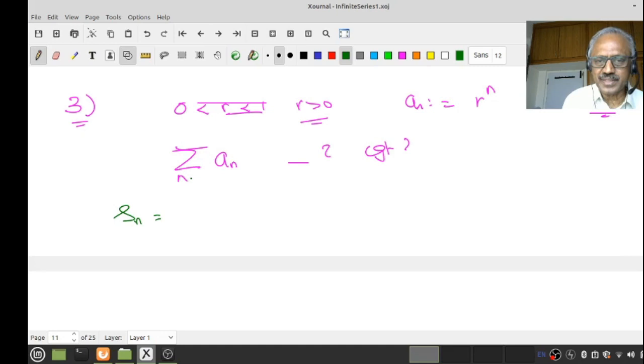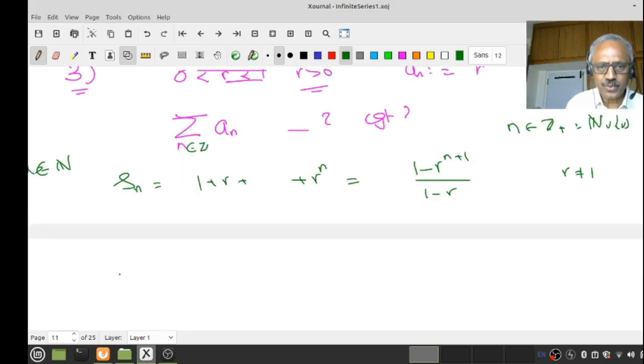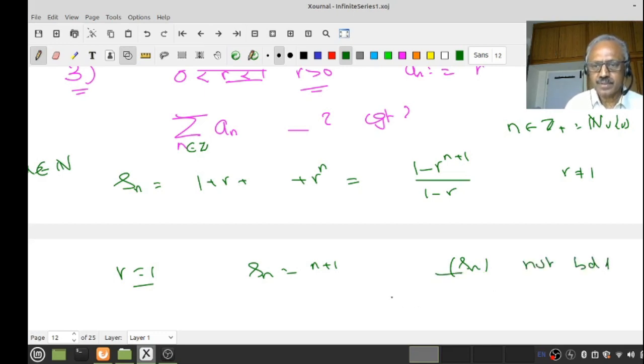To make life easy here, usually one assumes that n is in Z plus, that is N union 0, so that a0 will be r to the power 0, which is 1, so that will be taken care of. Therefore, for any natural number n, this will be 1 plus r plus up to r to the power n. This you know from your high school, it is (1 minus r to the power n plus 1) by (1 minus r) if r is not equal to 1. If r equal to 1, you know it is n plus 1. If r equal to 1, Sn is n plus 1. And this sequence Sn, in this case, is not bounded.